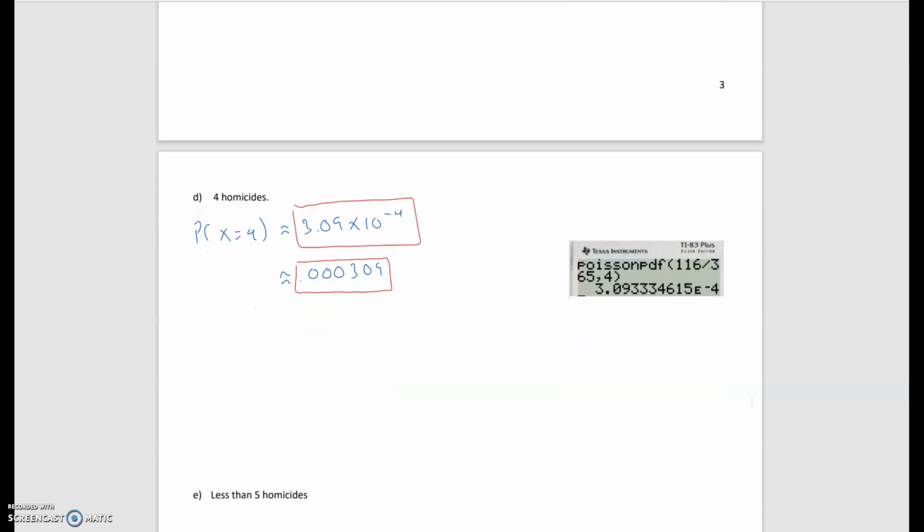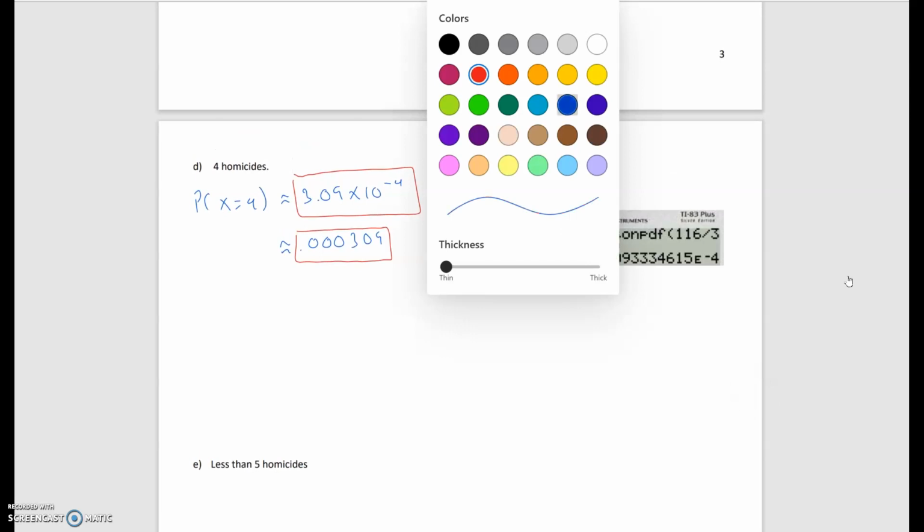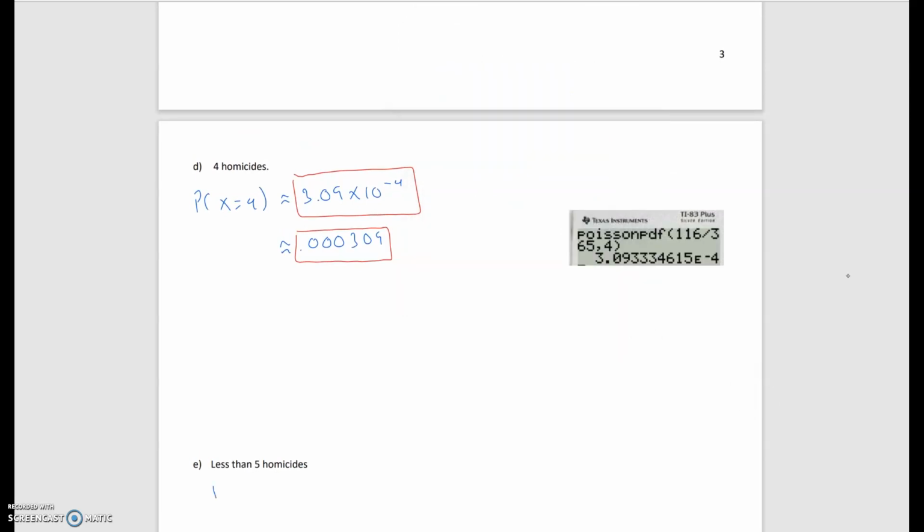Let's take a look at E. Now, E is saying less than. So in this case, this is the probability of x is less than 5 homicides. And it's actually evaluating the probability of x is equal to 0, plus the probability of x is equal to 1, plus the probability of x is equal to 2, plus the probability of x is equal to 3, and then plus the probability of x is equal to 4.